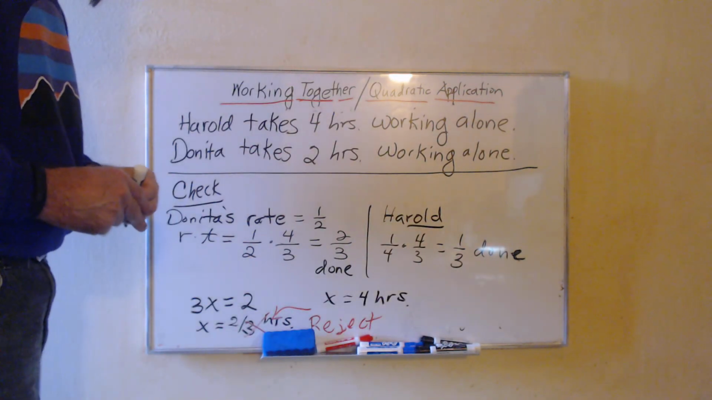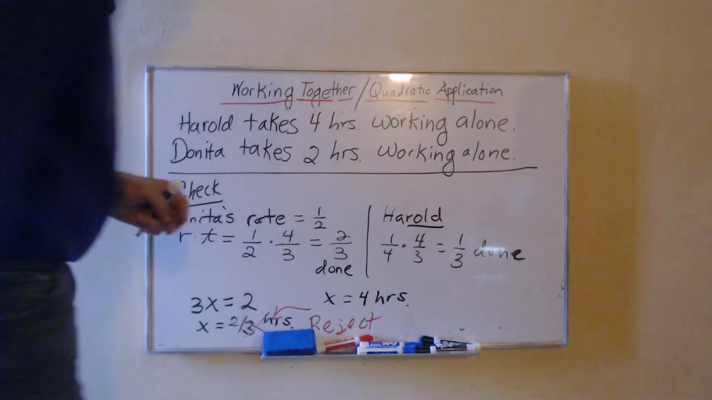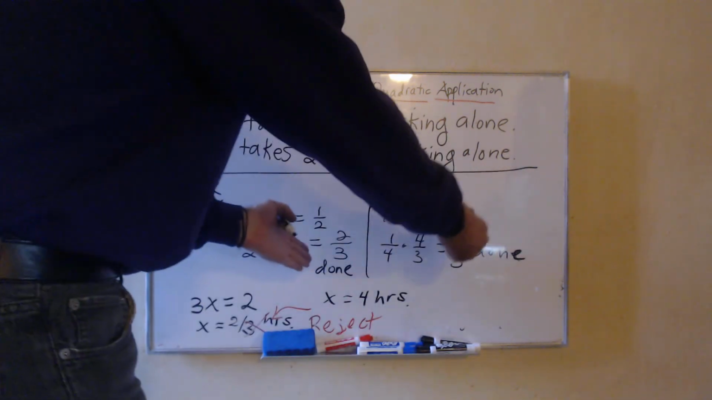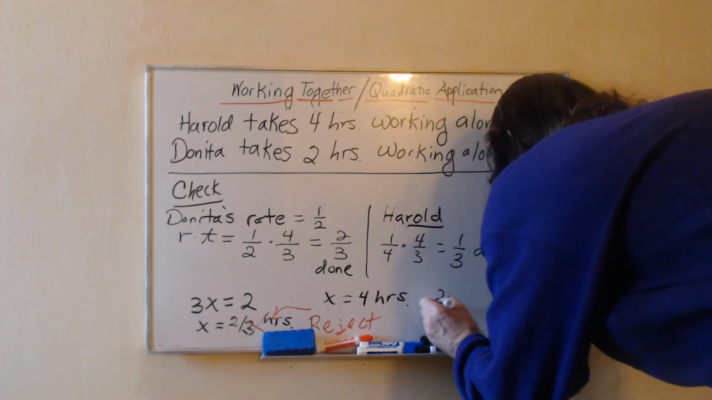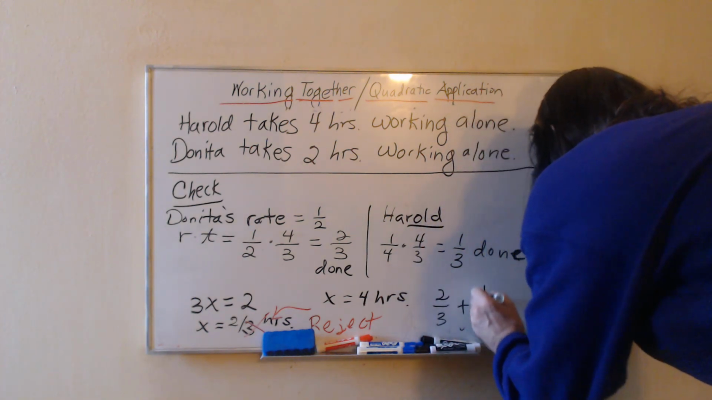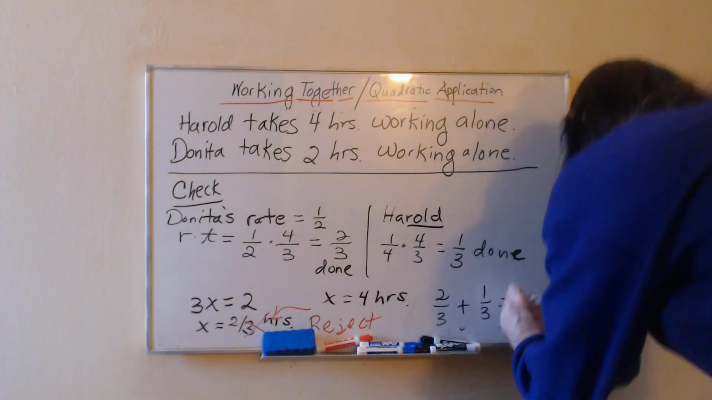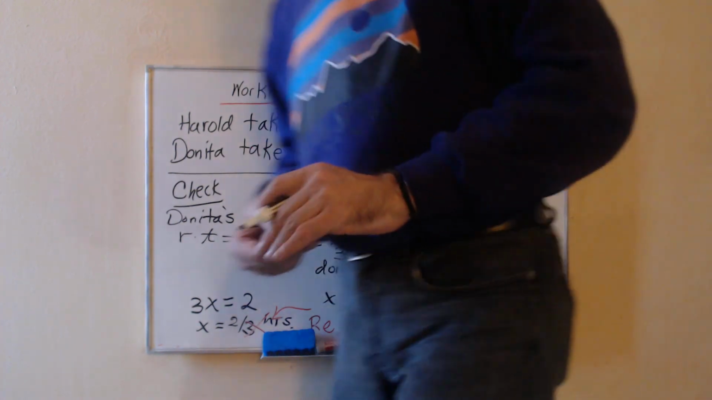Donita's getting 2/3 of the job done. Harold's getting 1/3 of the job done. Adding 2/3 plus 1/3, they get working together the whole job done in those 80 minutes, or 4/3 of an hour.